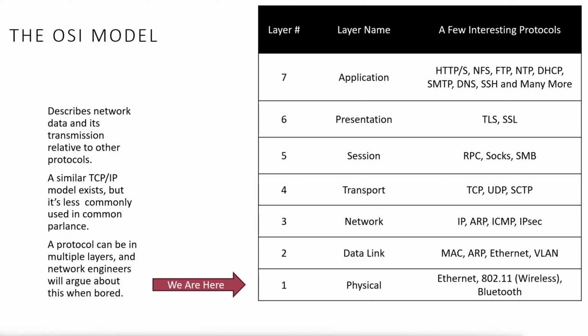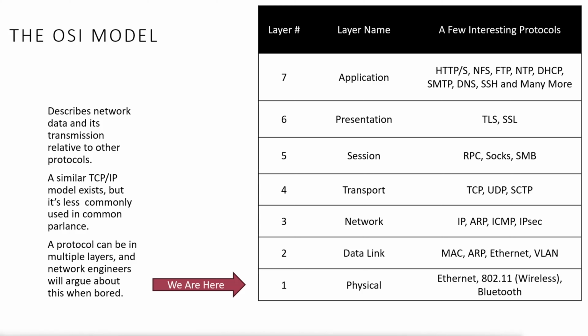Simply, it's a 7-layer model used to describe network data and its transmission, especially where protocols fit in that transmission relative to each other. The OSI model is well known in network engineering, where you'd hear the model's layers used in regular speech. It starts at layer 1, the physical layer, which we're talking about in this video, which applies to physical networking, and steps up all the way to layer 7, the application layer, which describes how application data interacts with networking for its transmission.